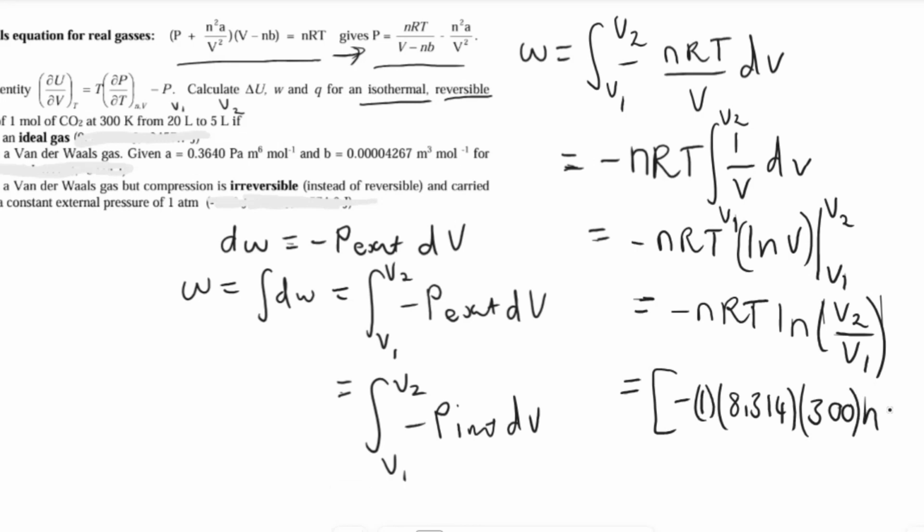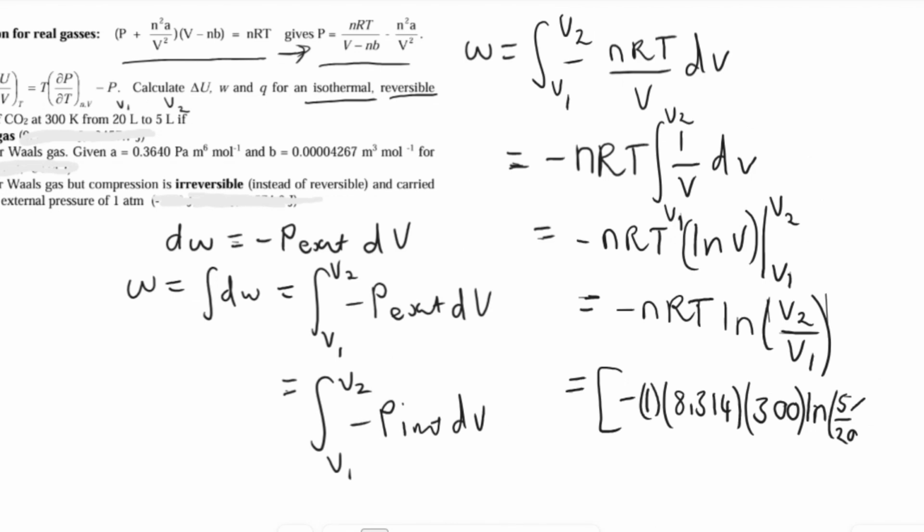Ln of what? Ln of 5 over 20. Even if we say multiply by 10 to the power of minus 3 here and multiply by the same factor at the bottom to convert them to SI units, they will cancel, so we don't care about them. So we can just write this as 5 over 20 here, and then close the bracket, and then save this space for our unit, joules.